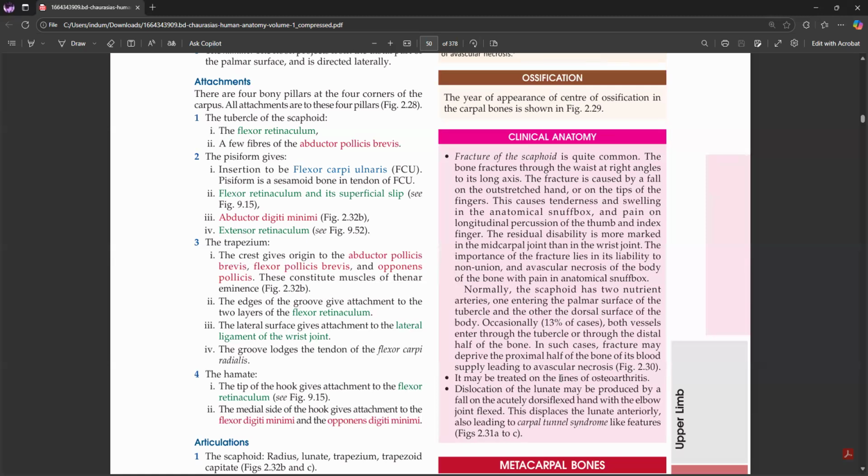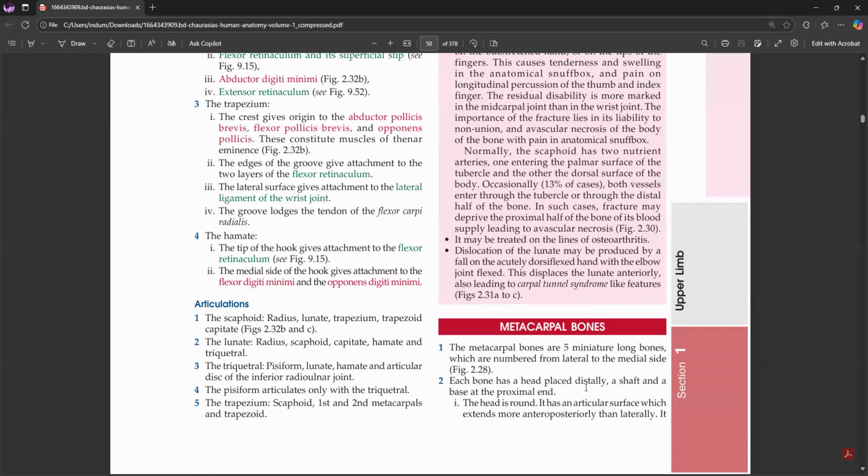The importance of the fracture lies in its liability to non-union and avascular necrosis of the body of the bone with pain in anatomical snuff box. Normally, the scaphoid has two nutrient arteries, one entering the palmar surface of the tubercle and the other the dorsal surface of the body. Occasionally, both vessels enter through the tubercle or through the distal half of the bone. In such cases, fracture may deprive the proximal half of the bone of its blood supply, leading to avascular necrosis, figure 2.30. It may be treated on the lines of osteoarthritis.